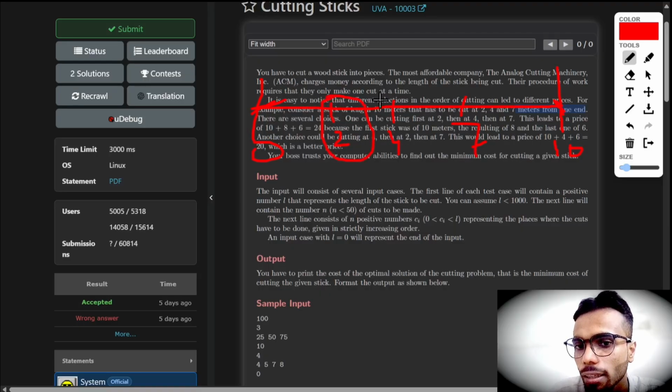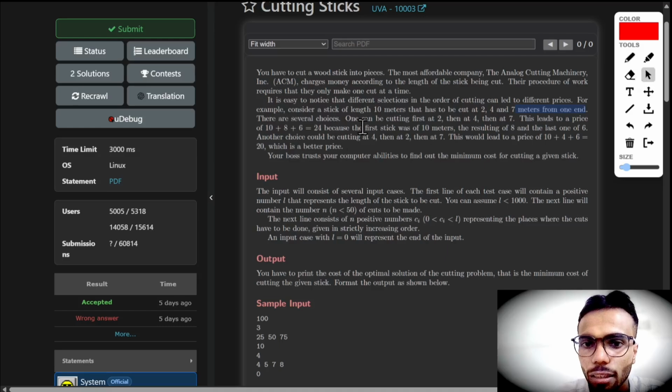Can I cut at the coordinate 2? Then I cut at the coordinate 4, and then I cut at coordinate 7. Basically we are given the coordinates at which the cuts are performed. Now let's read more. There are several choices, and one can be cutting first at 2, then at 4, then at 7, and this leads to the price of 10 plus 8 plus 6, that is equal to 24.